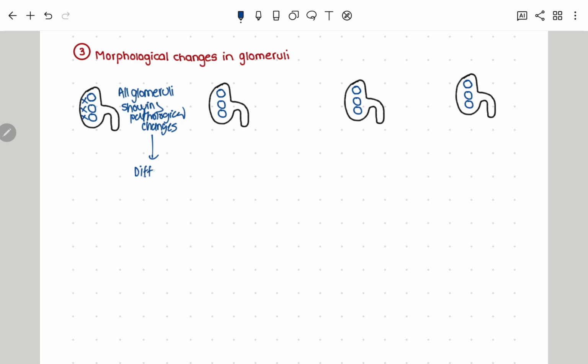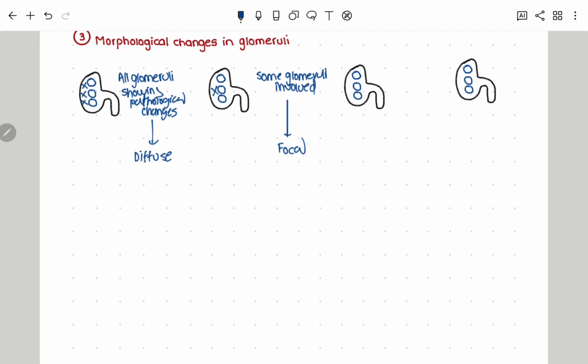the term that we use to describe this sort of damage is diffuse. If, however, you only have some glomeruli involved, the terminology we use to describe it is focal. If the entire glomerulus is damaged, the term that is used to describe it is global. And if only part of the glomerulus is damaged, the term that is used to describe it is segmental.